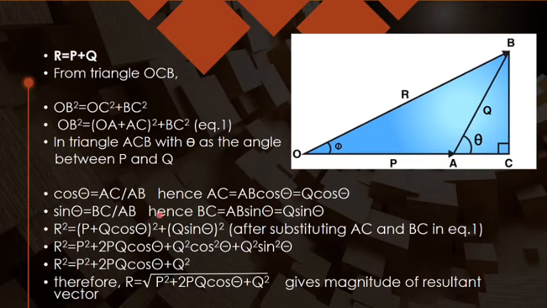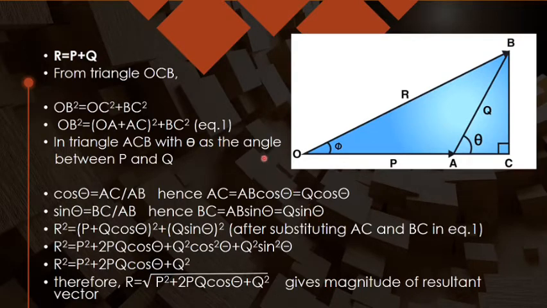Similarly, if you want to write sine theta, that is perpendicular upon hypotenuse, it means BC upon AB. So you can find the value of BC, which is given by AB sine theta, but AB is equal to the magnitude of Q vector. So you can put the modulus sign and arrow over it. So it is Q sine theta. So now I am getting the values of AC and BC.